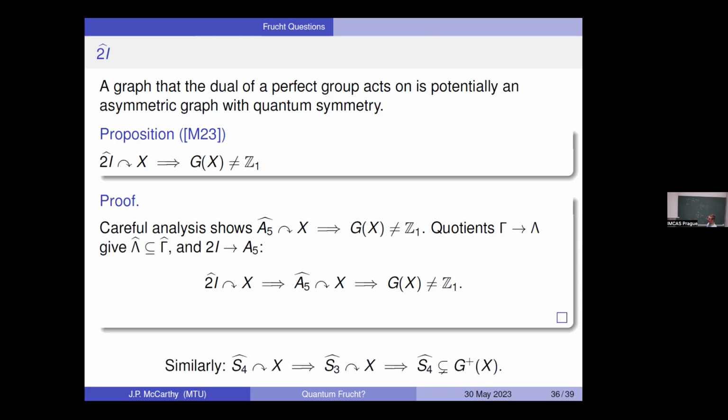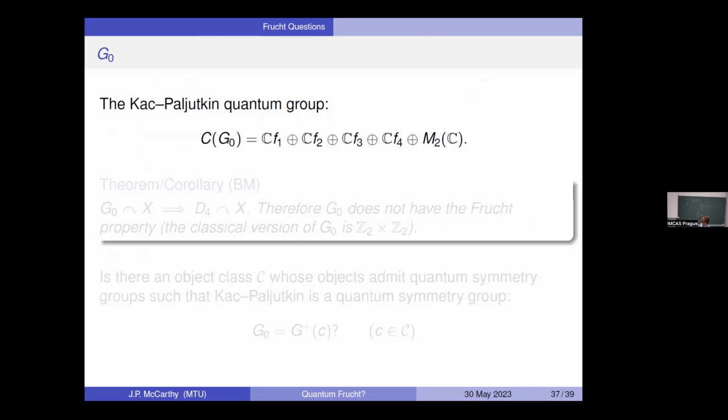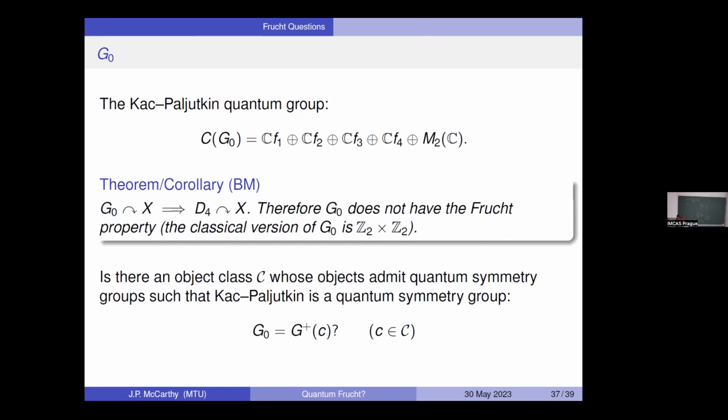And similarly, the dual of S4 doesn't have it because S3 is a quotient of S4. And if S3 acts on the graph, you can actually do it, it's equal to D3. So you get infinite. Well, there are different things we can do actually, because the classical version of the dual of S4 is also Z2. We can use whatever we want. Okay. Yes, all I'm saying here is we also showed Katz-Palyukin doesn't have the Frucht property. I like Katz-Palyukin. This is the algebra of functions. You can write down a 4x4 magic unitary, which defines the comultiplication.